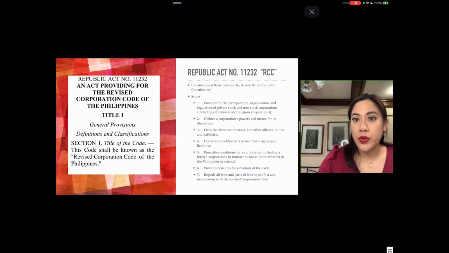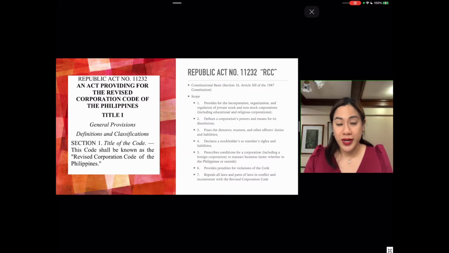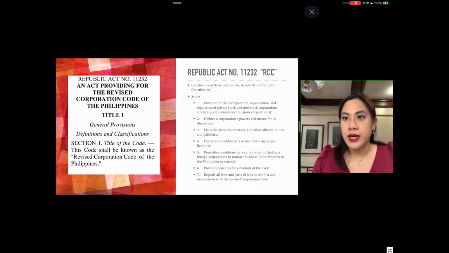Republic Act 11232. So let's go first to Title 1, General Provisions. So this revised corporation code has a constitutional basis. The Constitution being our main law in the country, it's our organic law rather.